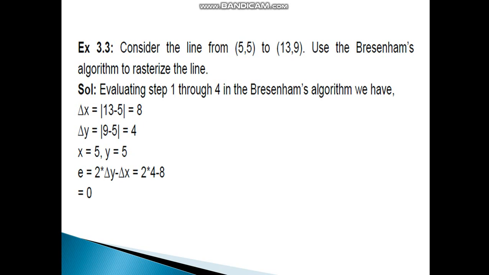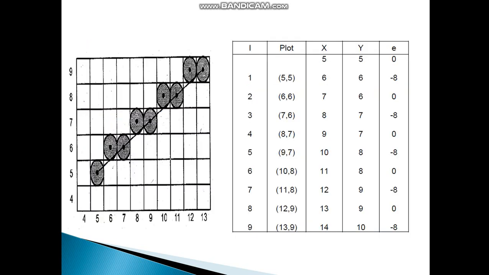Here is the Bresenham's algorithm to rasterize the line. This is the example of the Bresenham's algorithm to rasterize the line, and with the help of the example, we draw the line. This is the true line, and this point is the nearest point to the true line.